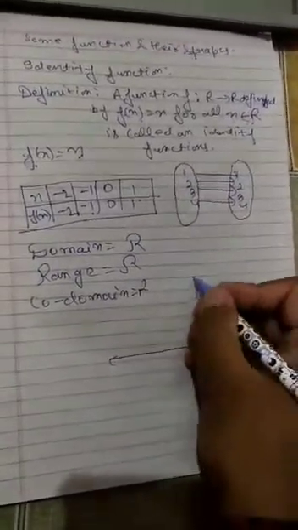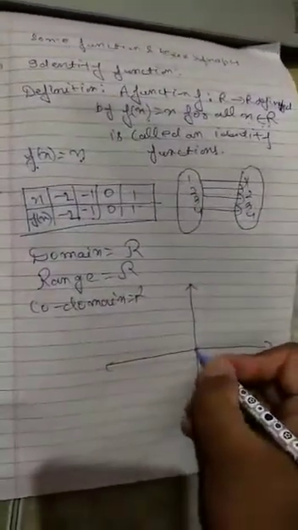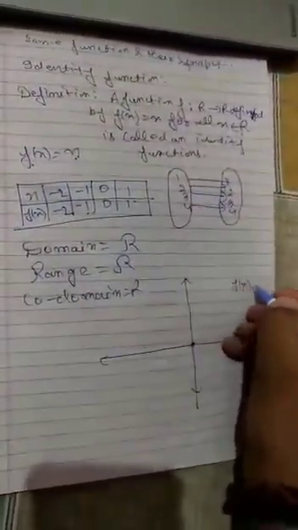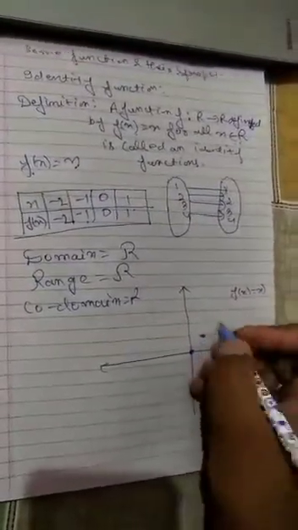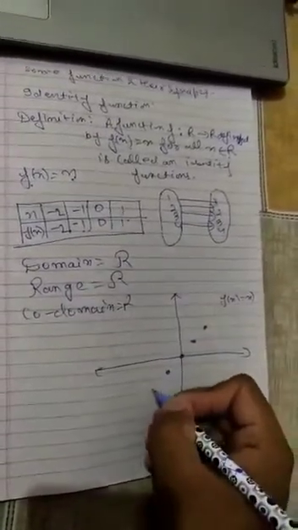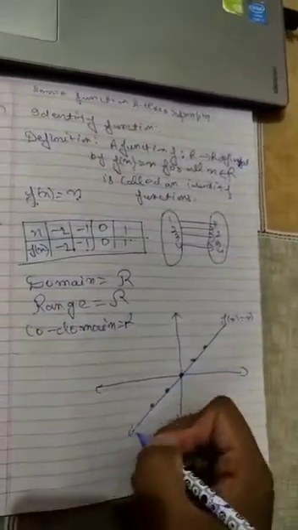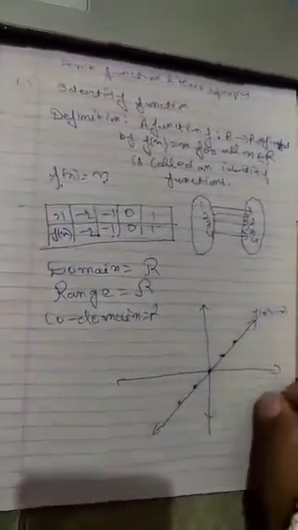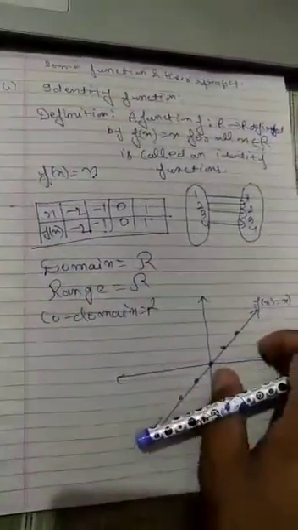Okay, now if you want to make a graph, let's say f(x) is equal to x graph. For 0 we will get 0, for 1 we will get 1, for 2 we will get 2, like this. For -1 we get -1, -2 we get -2, means this straight line will be the graph for identity function. And here domain, range and codomain will be R.